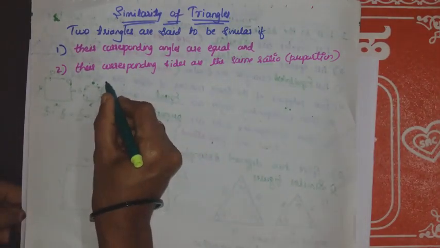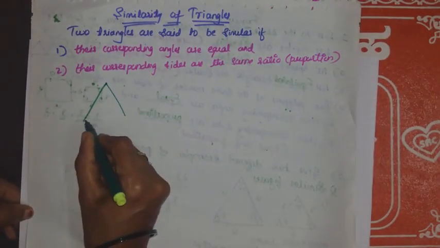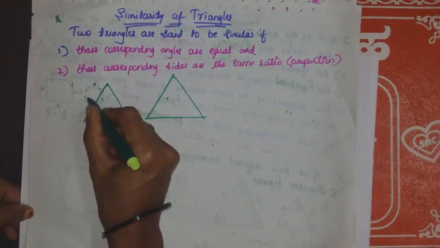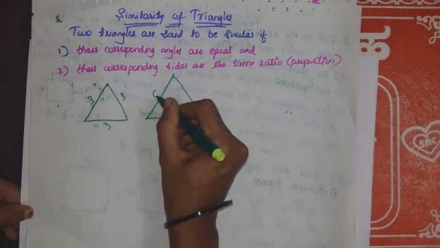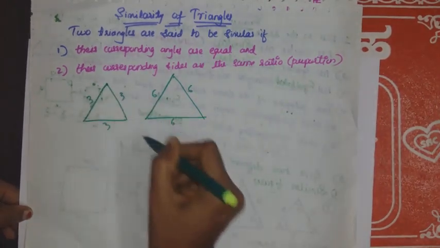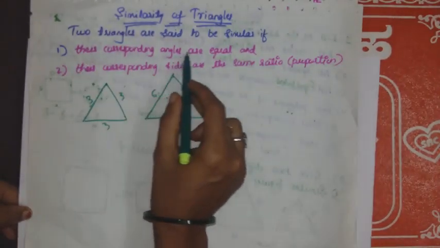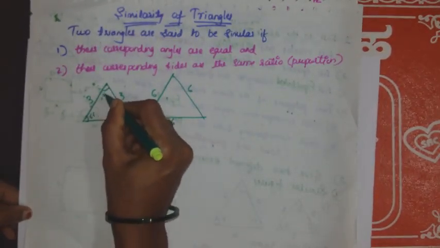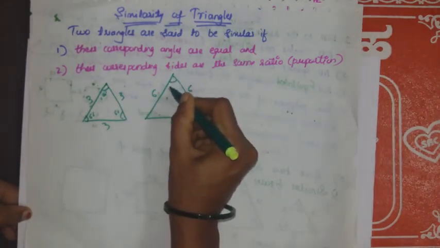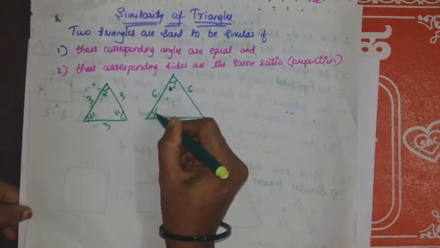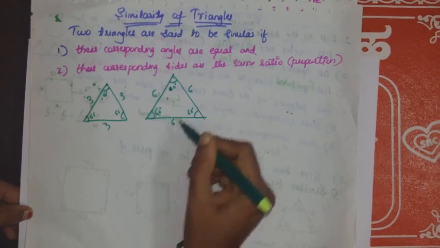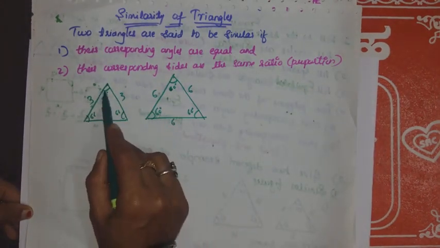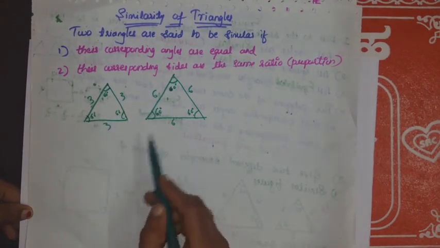See, I just take two similar triangles. This is of length 3, 3, 3. So this is of length 6, 6, 6. These are similar triangles. Here their corresponding angles are equal. These equiangular triangles have 60 degrees, so this is 60 degrees, 60, 60. So these two triangles are said to be similar when corresponding angles are equal.